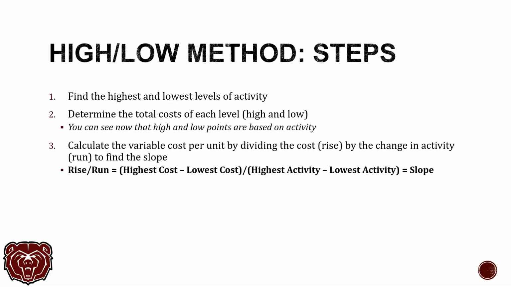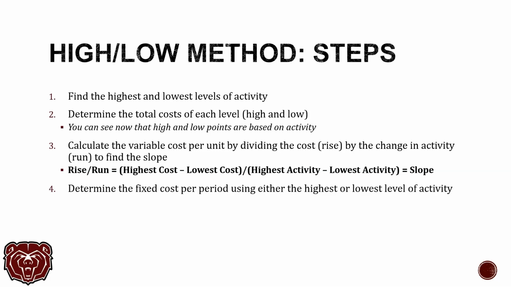Remember that rise over run is going to be your highest cost minus your lowest cost divided by your highest activity minus your lowest activity. That is going to be your slope. Okay, so we will use that formula when we go through an example here in a moment.